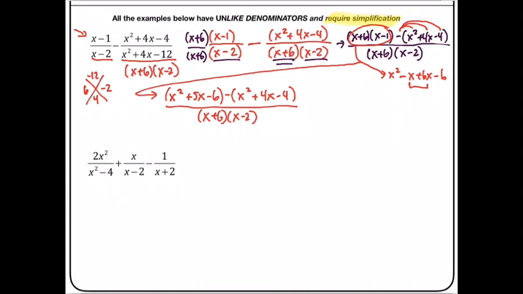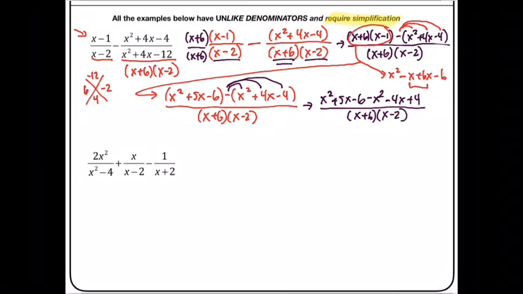Okay, and so I'm going to now, I should have flipped the signs already, but I didn't. So, one extra step, x squared plus 5x minus 6 minus x squared minus 4x plus 4 all over this stuff here. Okay, and now we got some collecting like terms to do. Looks like I got x squared minus x squared. That's going to go out. That's good, because I know I won't have to do some factoring later on.